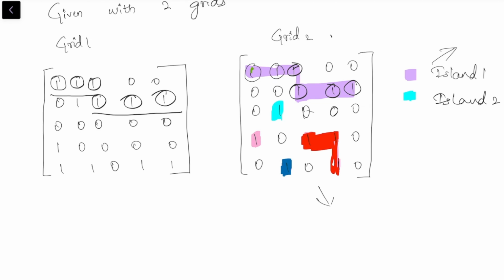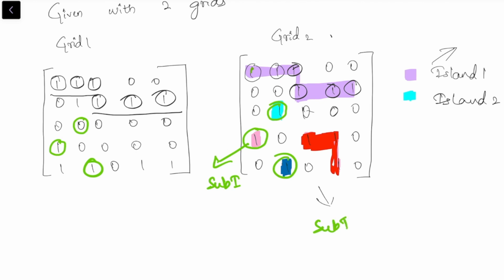Okay, if we see grid 2 island 2, this one, it's not an island in grid 1, so that's not a sub-island. Now if we check, this is an island in grid 2 and this is also a part of an island in grid 1, so this is a sub-island. If you see this is an island. Is this any part of an island? Yes, this is a part of an island. One means it's land, it will definitely be a part of an island. So we found a sub-island.